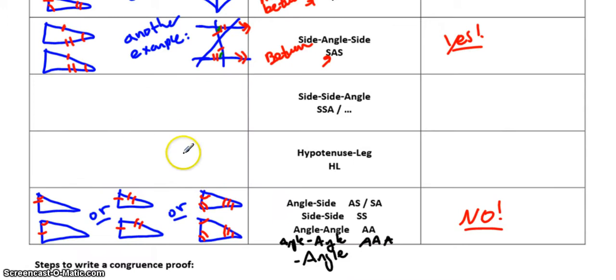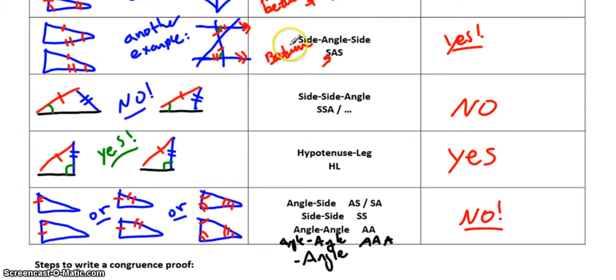So I'm going to go ahead and fill in side-side-angle and hypotenuse leg with the pictures we've just drawn, and also write that side-side-angle does not work. No. I'll put that in right now. No. But hypotenuse leg does work. Yes. And there's a quick figure of side-side-angle. It doesn't work, remember, because we can swing that last side in, and they're not congruent.